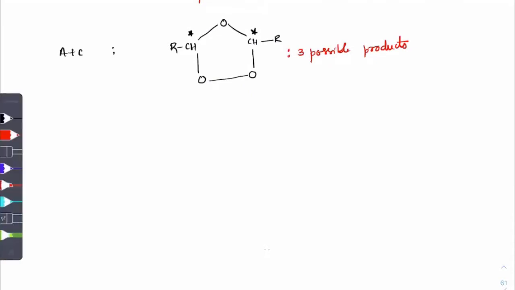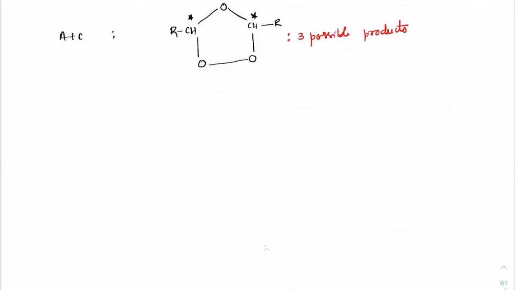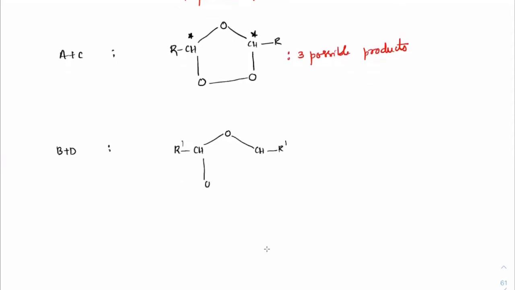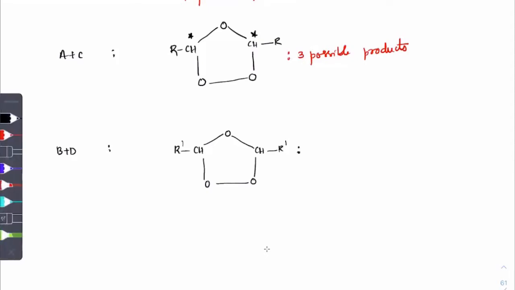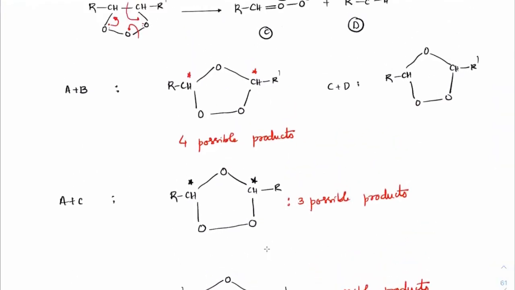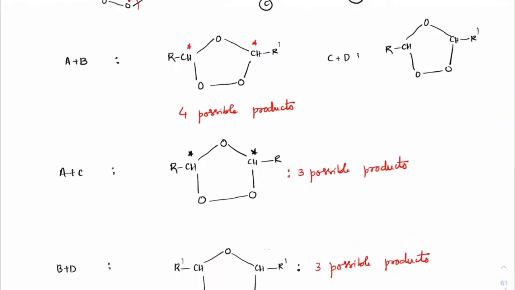Last, if you see in this case where you have B plus D, the last combination is B plus D. So if you see B plus D, we have R', CH, same structure, except of R. Now this time we have R'. So we have O, O and this. So typically again we will have 3 possible products. So how many total ozonoids are formed in this case, students? We'll have a total of 7 ozonoid formations.